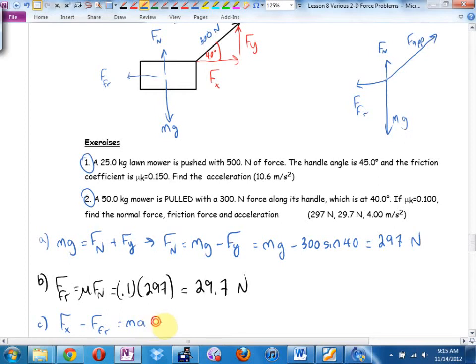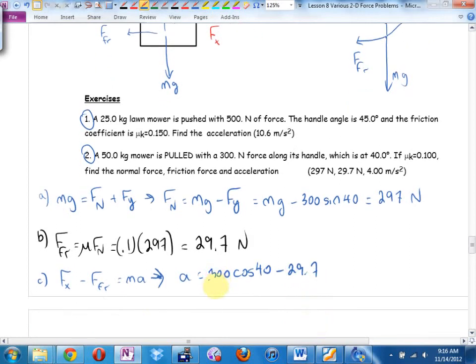I think a is going to be Fx, which I think is 300 cos 40, minus friction, which was 29.7, divided by the mass, which was 50. That should get you the acceleration of hopefully 4 meters per second squared. Any others?